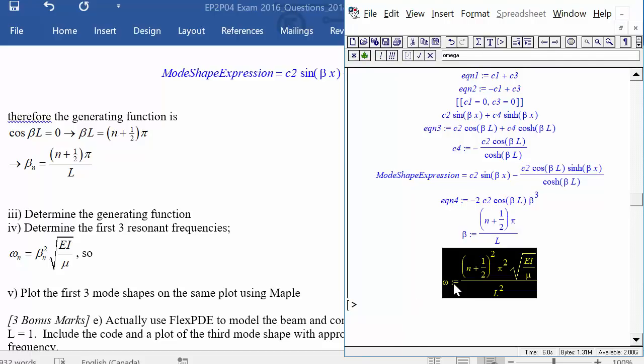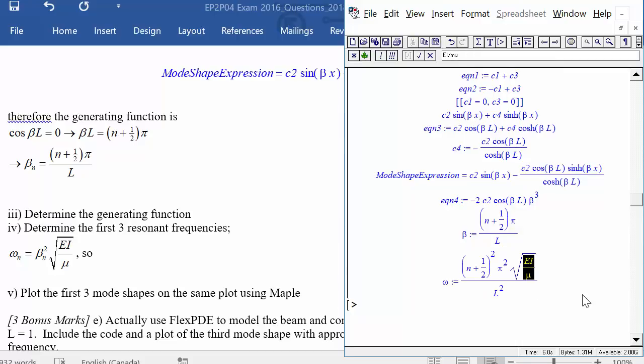So we've actually got all of them in terms of a general expression. So n plus a half is going to be a half squared, and then 3 halves all squared, and then 5 halves all squared. Okay, and there we go. That's all the resonant frequencies. Plot the first 3 mode shapes on the same plot using Maple.